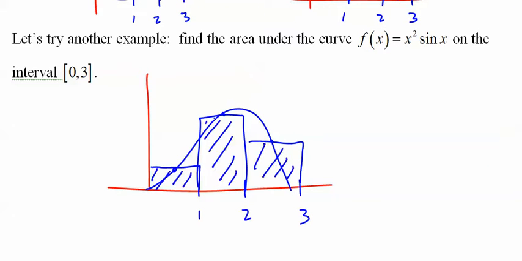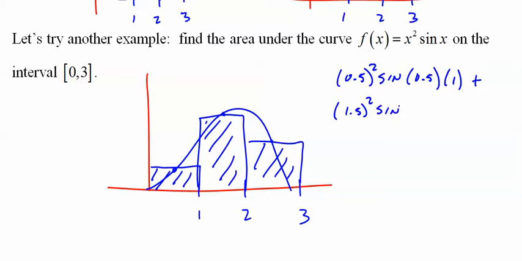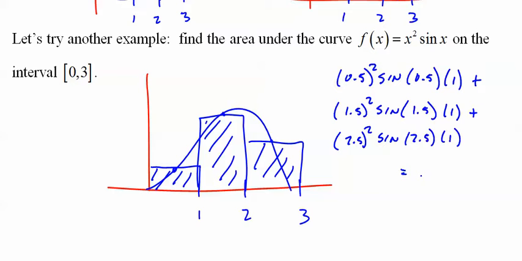Use your calculator to check, but it would be something like put in 0.5, so 0.5 squared sine of 0.5 times 1. Now I'm writing in the 1 just to remember you're finding the area of a rectangle, plus 1.5 squared sine of 1.5 times 1, plus 2.5 squared sine of 2.5 times 1. And get your area, which again I'm not going to do. You can do this. So next question is, can we do it on a three-dimensional shape?